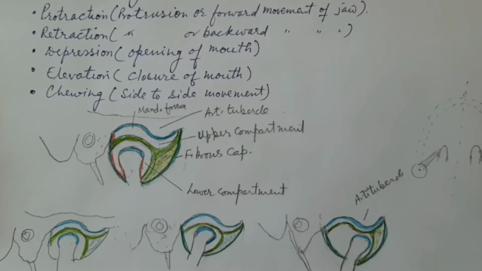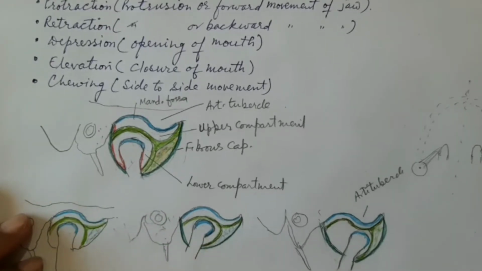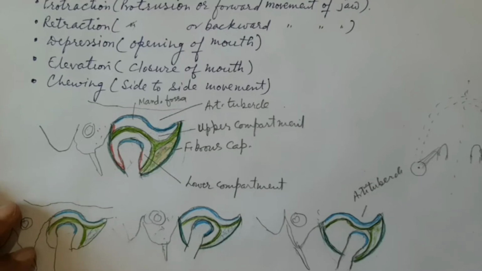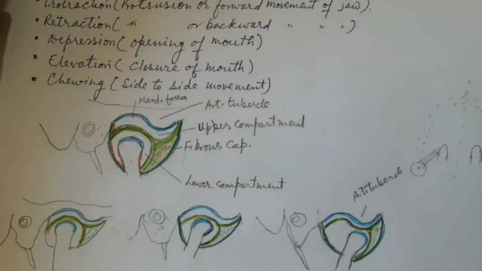The mylohyoid muscle is attached to the mylohyoid line on the body of the mandible, and the geniohyoid muscle is attached to the lower genial tubercle on the posterior aspect of the chin. These three muscles attached onto the mandible will pull the mandible downward along with the lateral pterygoid. So this will lead to the wide opening of the oral cavity.